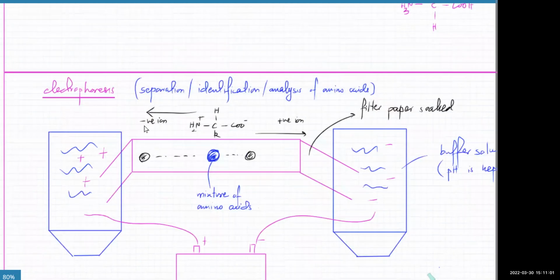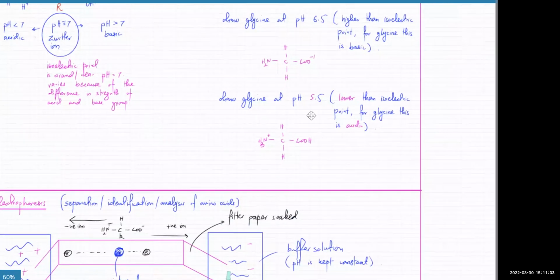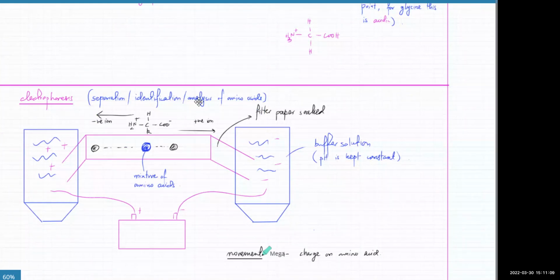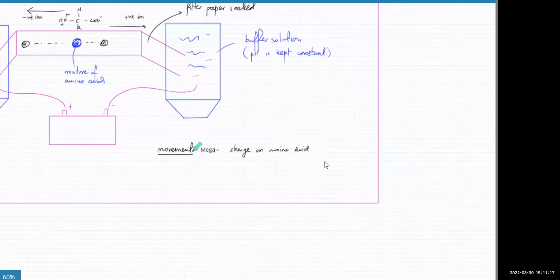Or then maybe he's going to ask you at pH 5.5, where would you find glycine? So it's going to be a positive ion. So this positive ion would travel to this side. So this would be the glycine molecule in that case. So the first thing is the movement depends on the charge on the amino acid. Okay, that's the first thing.